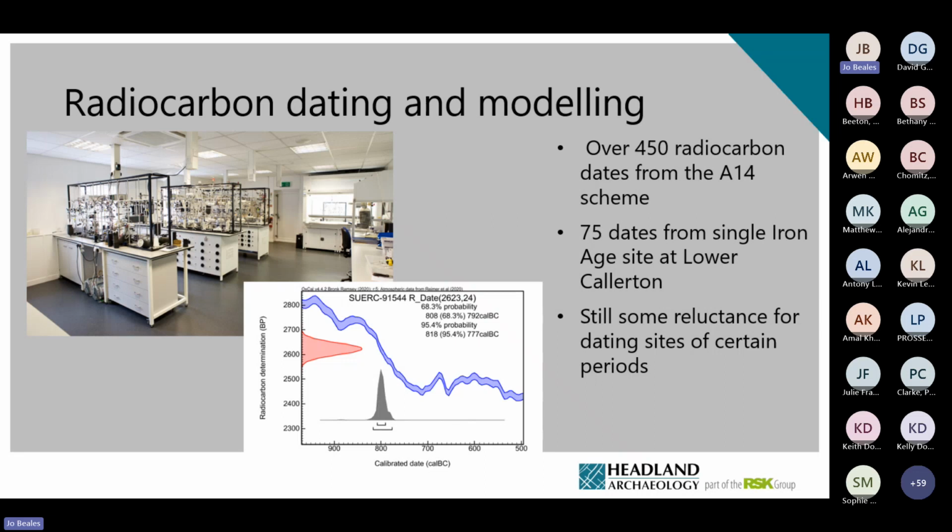Further than that, we're also starting to take larger numbers of radiocarbon dates. Obviously, on big projects like the A14, we had over 450 dates from that project, but even relatively small sites, one we've done recently at Lower Callerton near Newcastle, had over 75 dates from a single site. So large numbers just from one site. And we're just tackling a medieval site in Edinburgh. We've got over 100 dates from that relatively small site, albeit with complex urban stratigraphy.